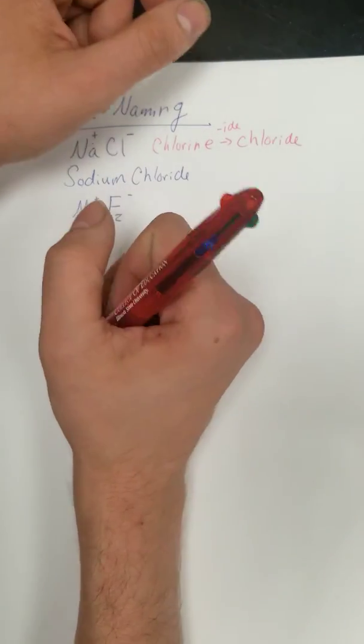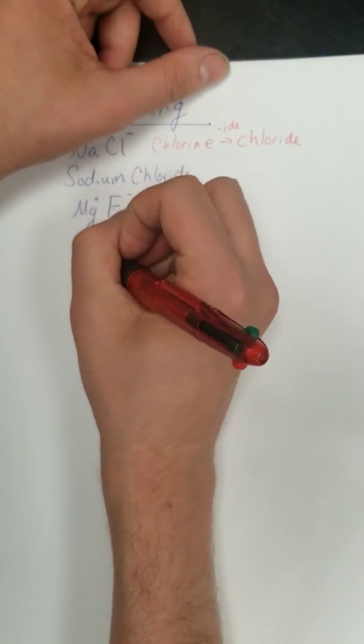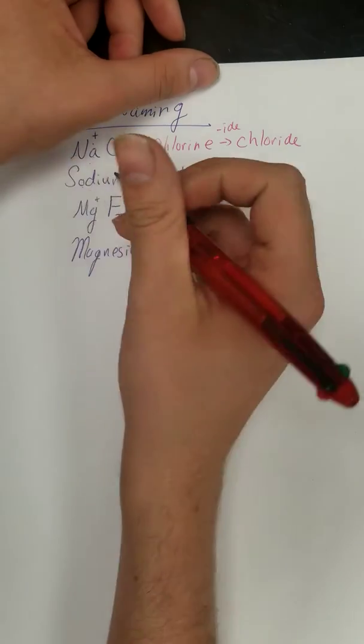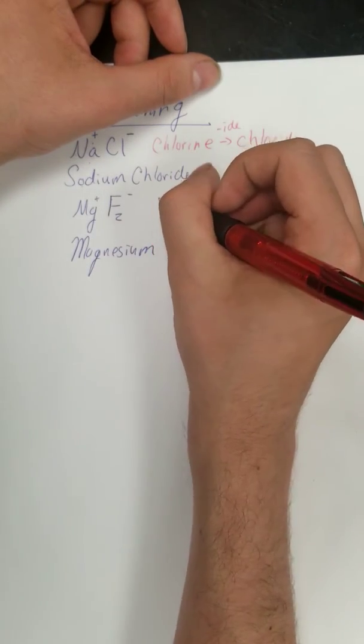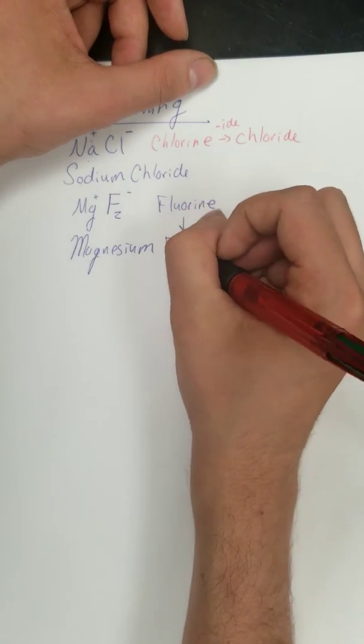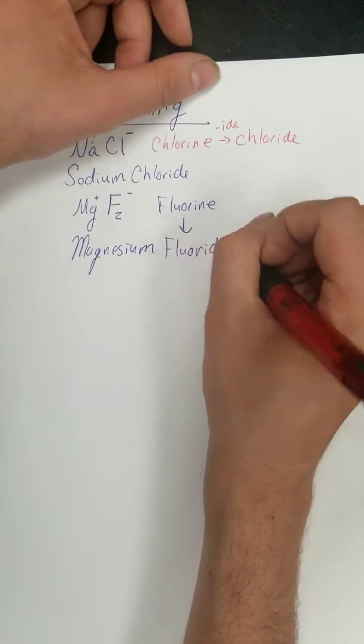Since magnesium is positive, it's just going to be magnesium. The name doesn't change. Now for F, fluorine is going to become fluoride. And we don't have to include this number in the name. With ionic compounds, the numbers don't have anything to do with the name.